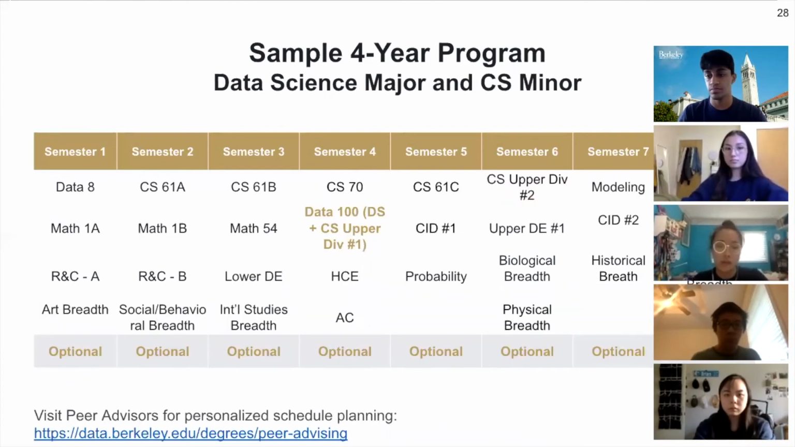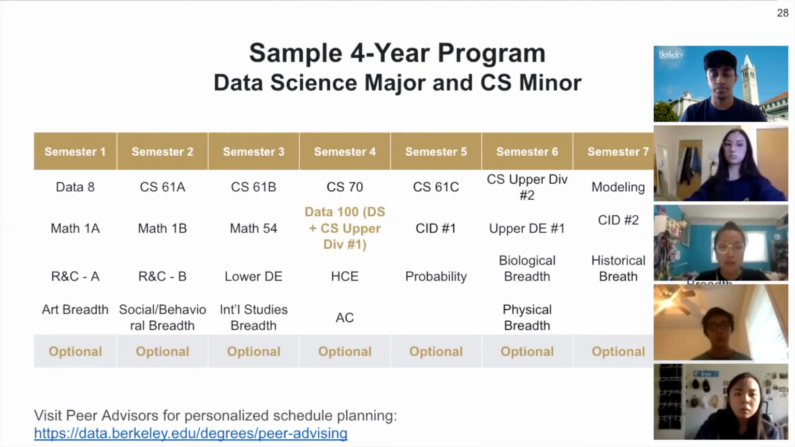Yeah, so a lot of students also like to major in data science and then minor in CS. Like Richard mentioned earlier, if you come in with suitable AP or IB credits for math or for R&C, you don't have to take those. But ideally, you would want to take Data 8 your first semester because a lot of students like to overlap their one upper div between the data science major and CS minor as Data 100. And one of the prereqs of Data 100 is Data 8, so you should take it early on.